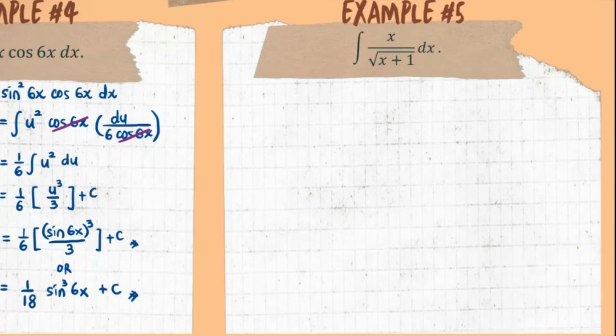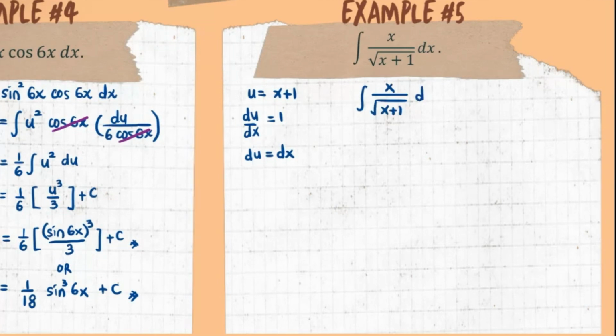So kat sini saya tunjukkan ya. So I'm going to let u as x plus 1, kita ignore dia punya square root. Kita ambil u sebagai x plus 1. So differentiate x, we get 1. So that means du will be equals to dx. Okay, so ini yang pertama. Seterusnya, kita nak tulis dia sebagai u. So x over square root of x plus 1 dx.